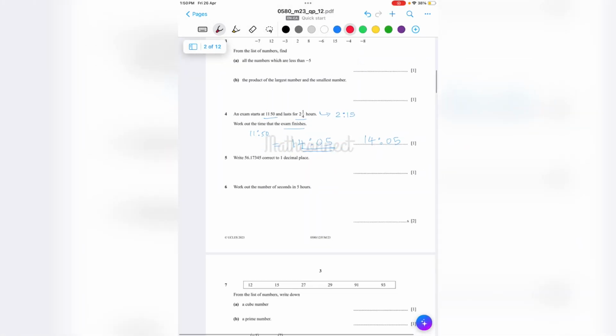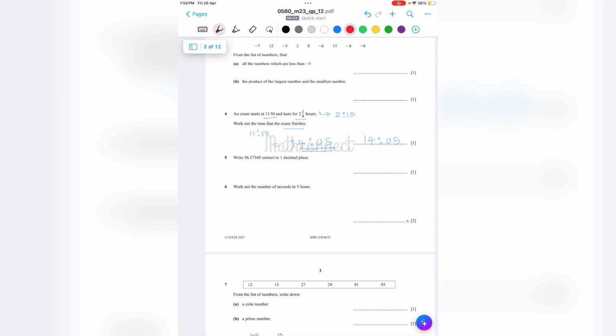Question number 5. Write 56.17345 correct to one decimal place. Since the value which is given is 56.17345 and we need to round it off to one decimal place, I will underline the first decimal place. I have to look at the digit which is to the right. Since it is 5 or more, I have to increase this by 1 unit. So when we round it, we are going to get 56.2.